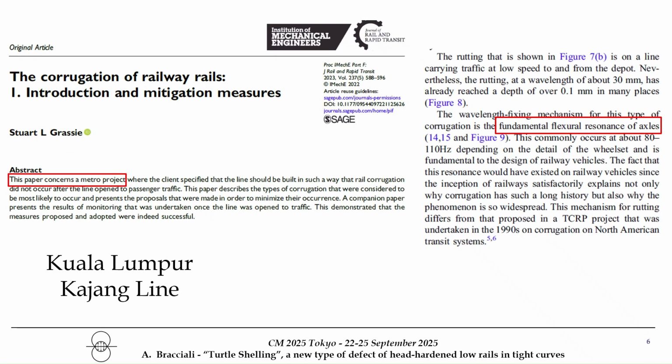Quite recently, a couple of years ago, Dr. Grassi, Stuart from now on, published two papers in the International Journal of Rail and Rapid Transit. The first one talked about resonance from a different point of view, saying that the fundamental flexural resonance of axles is the origin of corrugation, citing experience and other papers from other researchers, of course. These papers come from Stuart's experience in Kuala Lumpur on the Kelana Jaya line in Malaysia.